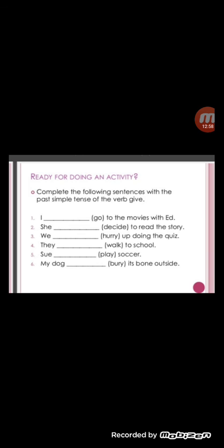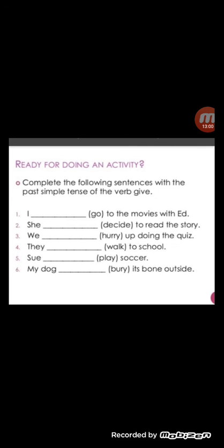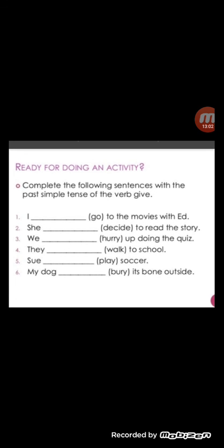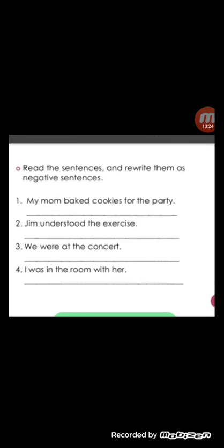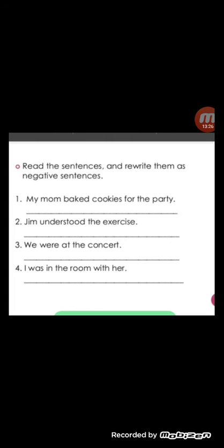Now you have been assigned some work. Please capture or grab a screenshot of it. You have to do this work. Fill in the blanks. Complete the following sentences with the past simple tense of the verb given in brackets, like go, decide, hurry, walk. Instead of the first form, use the second form to fill in the blanks. Then please read the sentences and rewrite them as negative sentences.